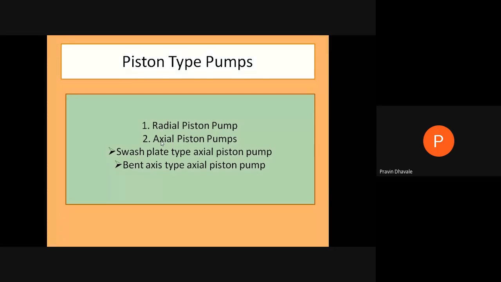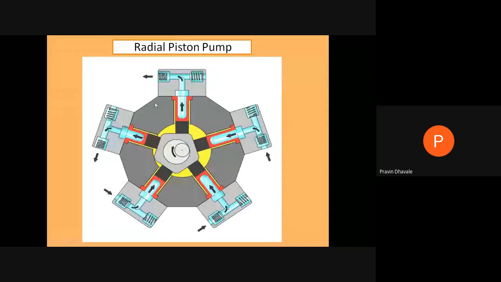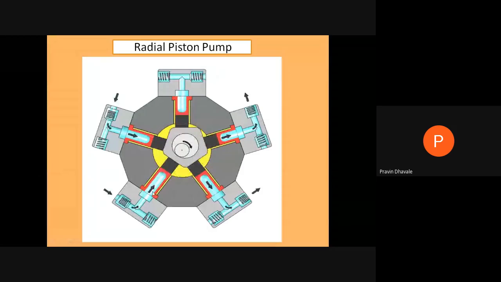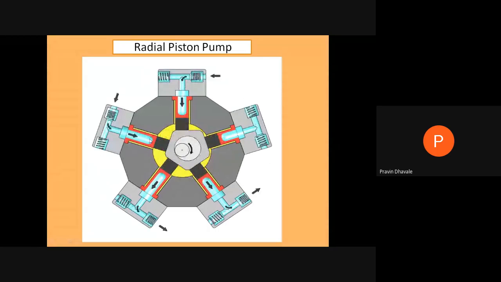In the case of actuators, we are converting pressurized fluid pressure energy into mechanical energy. But in the case of a pump, we are converting mechanical energy into pressurized fluid energy. Here, this is the radial piston type pump. This will be the pump casing. These are the cylinders, and in each cylinder, this will be the piston, right? And these cylinders are mounted in this casing.